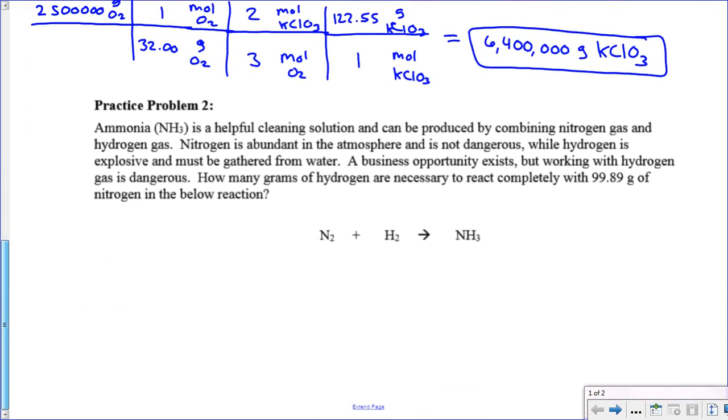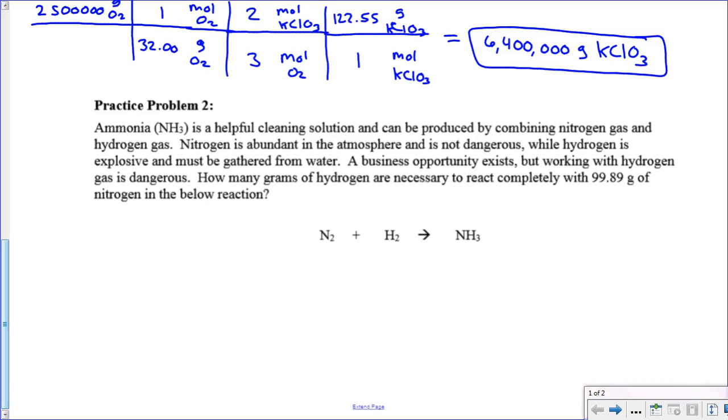Okay, I'm going to speed things up a little bit on this next one. Same process. It says ammonia, NH3, is a helpful cleaning solution and can be produced by combining nitrogen gas and hydrogen gas. Nitrogen is abundant in the atmosphere and is not dangerous, while hydrogen is explosive and must be gathered from water. A business opportunity exists, but working with hydrogen gas is dangerous. How many grams of hydrogen are necessary to react completely with 99.89 grams of nitrogen in the below reaction?